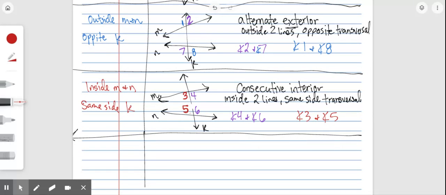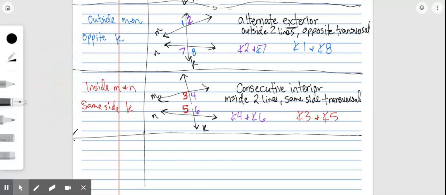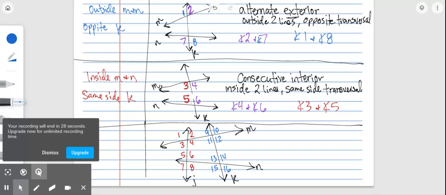The one thing that you should know is that sometimes you'll have multiple transversals crossing. So I'm going to draw a diagram with multiple transversals. For these examples, you've got a lot of different transversals. In fact, all of these lines, M, N, J, and K, are all transversals for another pair. So M is a transversal for K and J. N is a transversal for K and J. K is a transversal for M and N, and J is a transversal for M and N.